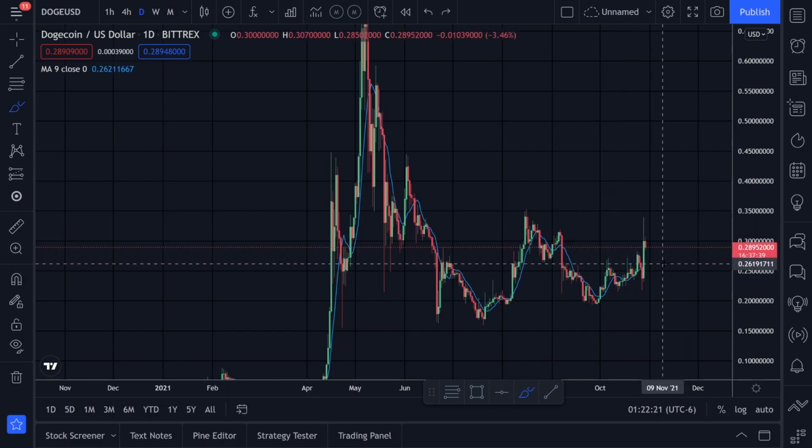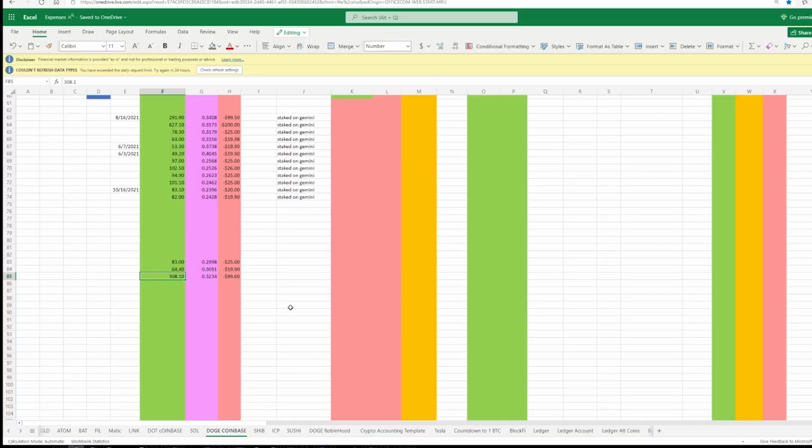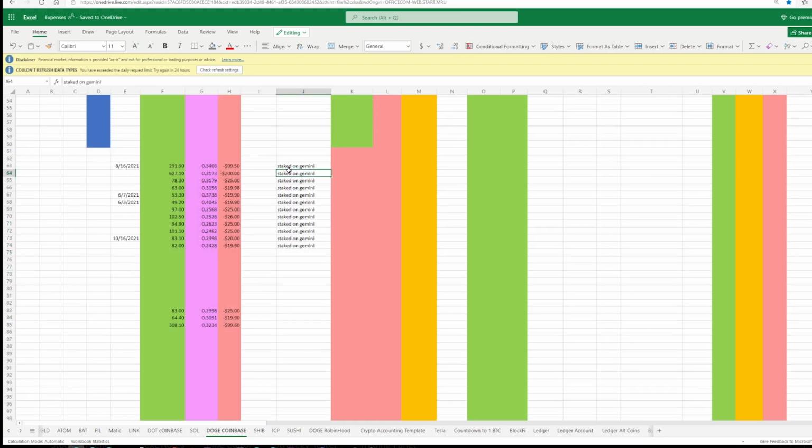So like I said, I have a spreadsheet. All right, so this is my spreadsheet. What I do is I have the date that I bought the coin. Sometimes I don't fill in the date. But then the next column over is how many coins I bought, and then the price that I bought them for, and how much I paid for them. All these coins right here are staked on Gemini.